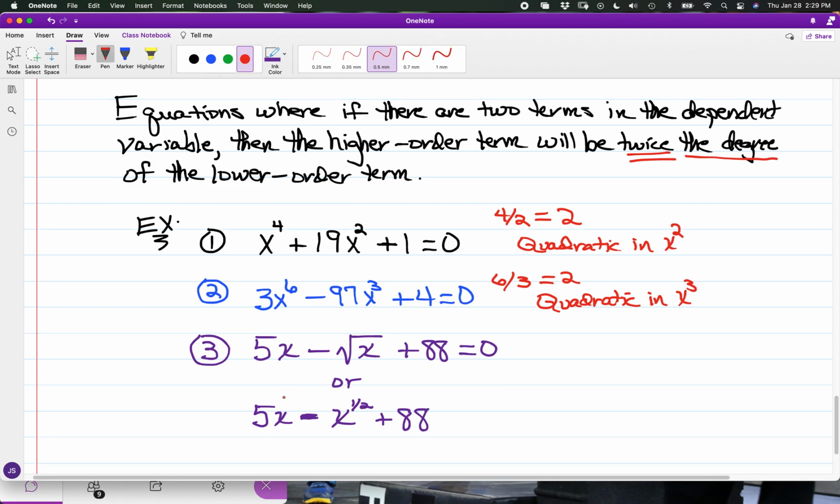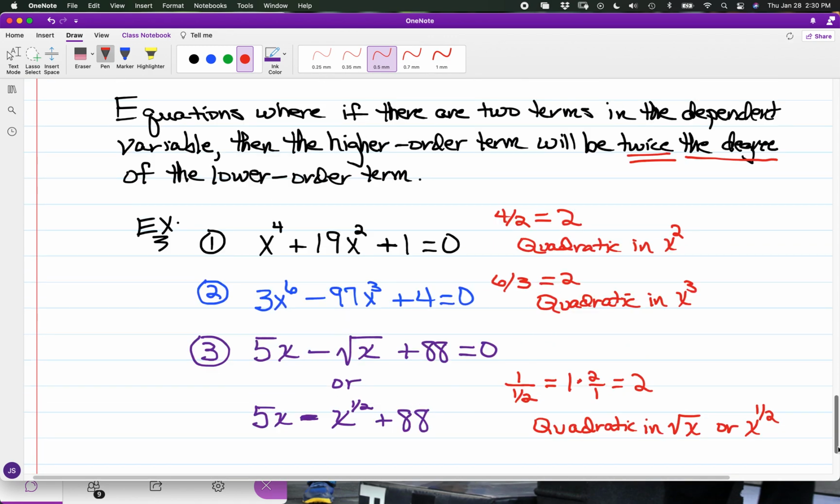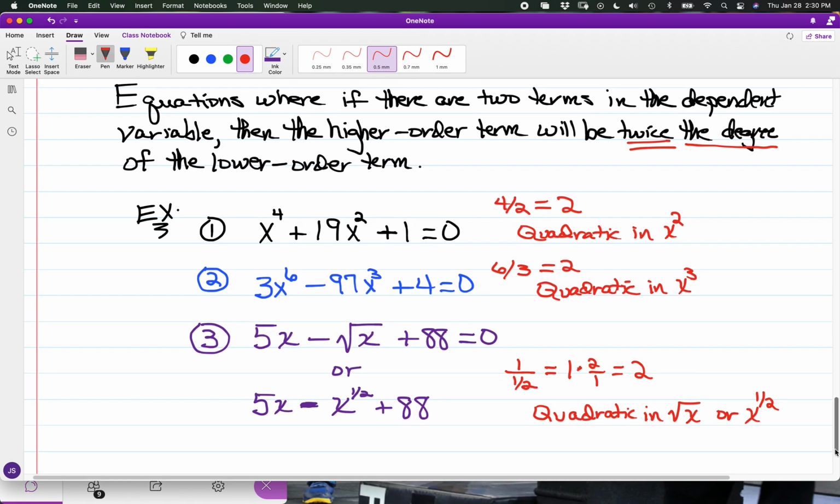Comparing the degrees, for 5x you have x to the first order, and we have 1/2. And 1 divided by 1/2 comes out to a 2 to 1 ratio, which is 2. In this case, it's going to be quadratic in the square root of x, or x to the 1/2. So these are just samples of equations that are quadratic in form.